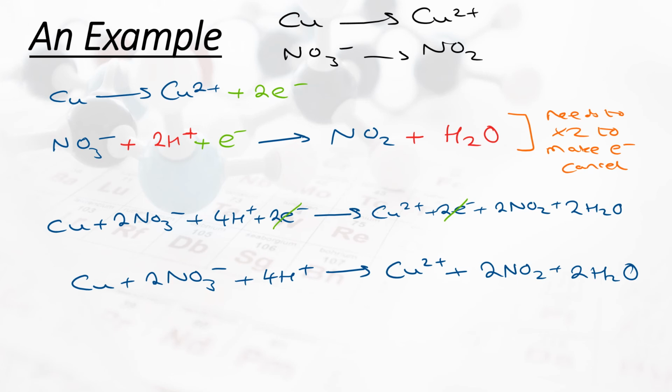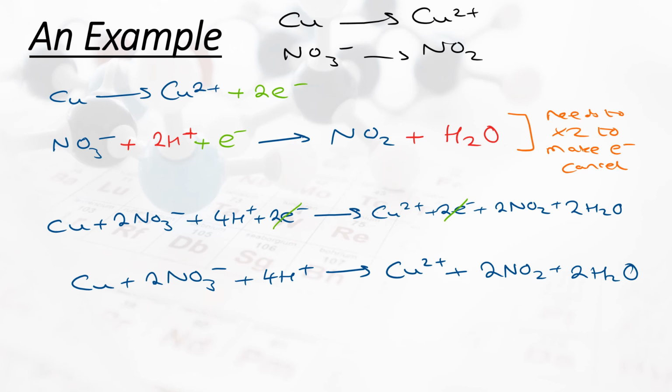Then the final step was to make sure that our electrons can cancel out, so make sure we have the same number of electrons. And you can see that essentially we've got 2 electrons in the copper equation, but only 1 in the nitrate equation. So we need to times everything in that nitrate equation by 2. And then once we've done that, we write everything from each equation that's a reactant on the reactant side, everything that's a product on the product side. And this gives us copper plus 2 NO3- plus 4 lots of hydrogen ions plus 2 electrons, going to copper 2+ plus 2 electrons plus 2 NO2 plus 2 H2O.